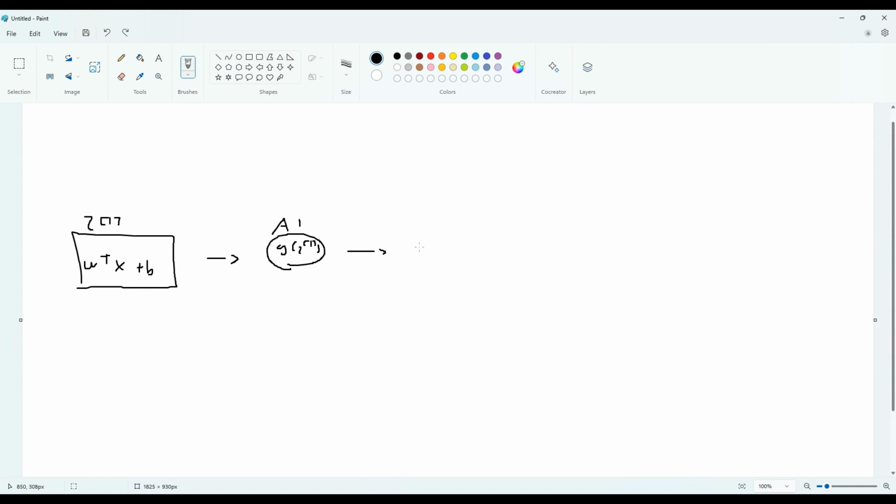z2, which is w transpose a1 plus b, which is z2, and then we have a2, which is also some activation function applied to z2 in this case.